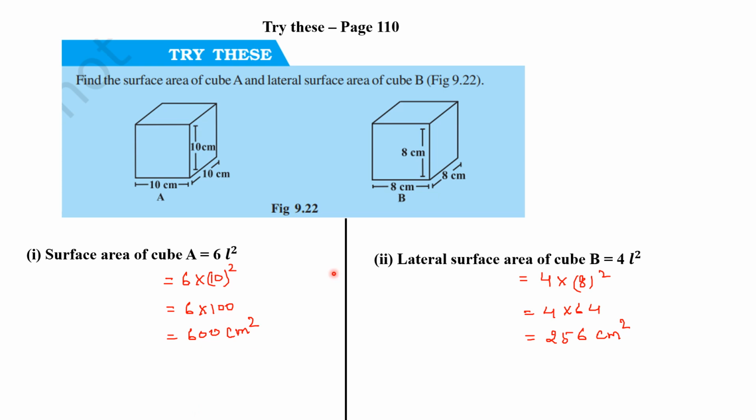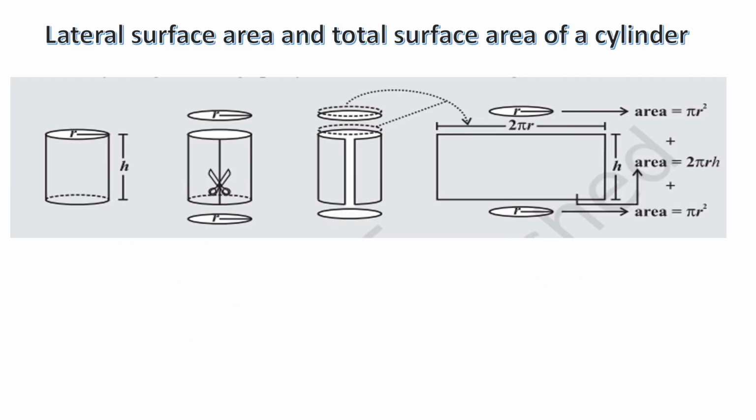Now one more thing you have to remember: if the question says only surface area, it is always the total surface area. For lateral surface area, they will mention that you have to find the lateral surface area. But if the question mentions only surface area, you always have to find the total surface area. Clear? Now we will see how to find the lateral surface area and total surface area of a cylinder.